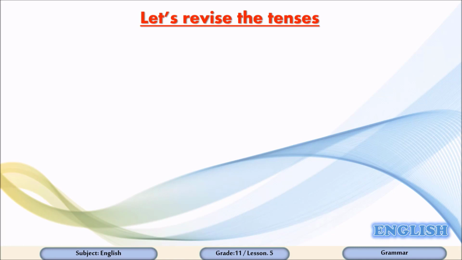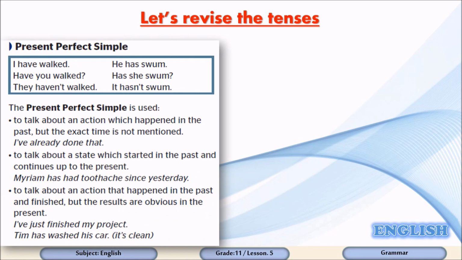Now let's come to the last tense in today's lesson, the present perfect tense. The present perfect tense is used to talk about an action which happened in the past, but the exact time is not mentioned. I've already done that. To talk about a state which started in the past and continues up to the present. Miriam has had toothache since yesterday.